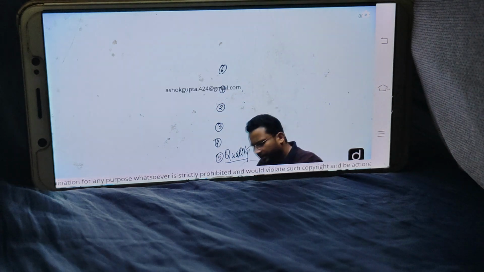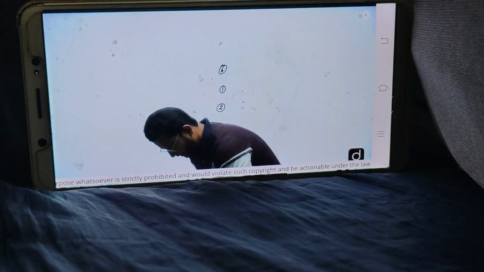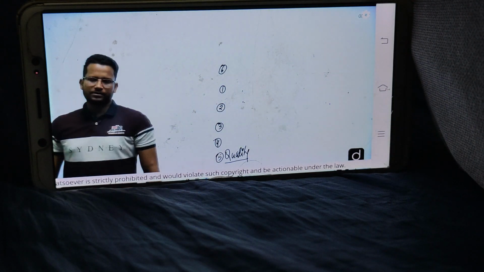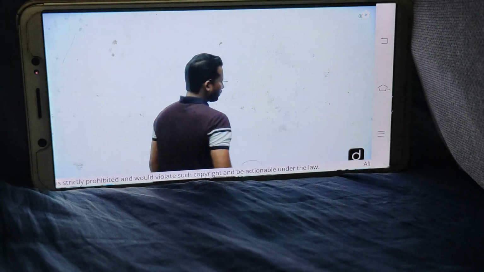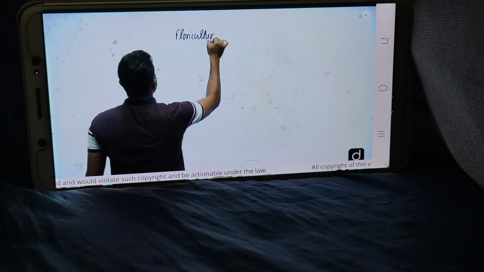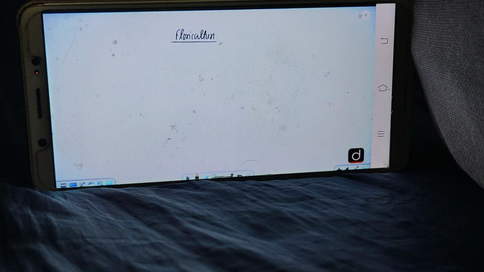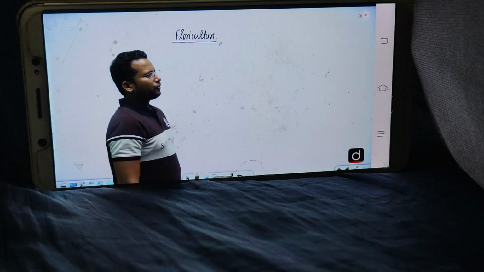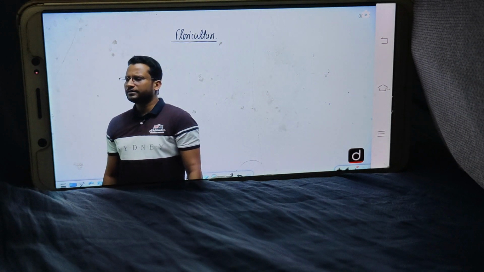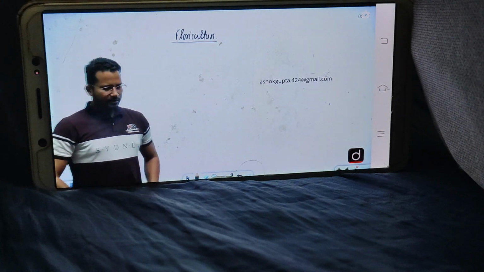Clear? Now after discussing sericulture, we are going to discuss another activity, and that activity is floriculture. Now we are going to talk about floriculture. So first, let's try to understand what is the meaning of floriculture. If we are talking about floriculture, what is the meaning?